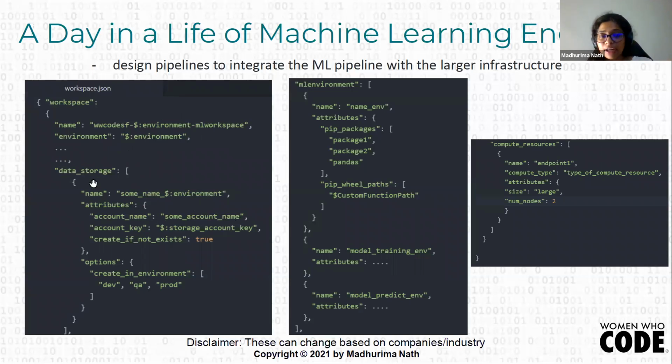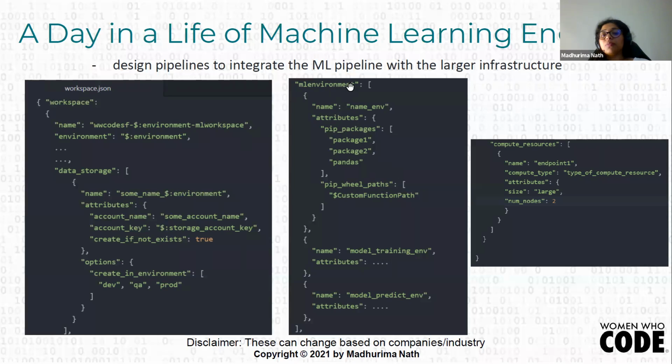It will definitely have attributes because this is data storage. So is there a key to access it? What is the name of that account? Should the data be created if it was not existing? So all of these parameters will go in here. If I'm going to save new data, should that be put in dev or QA or prod? Which one do you want?